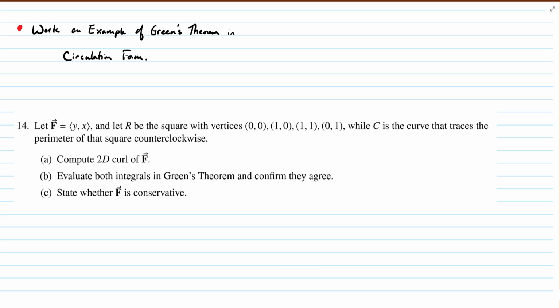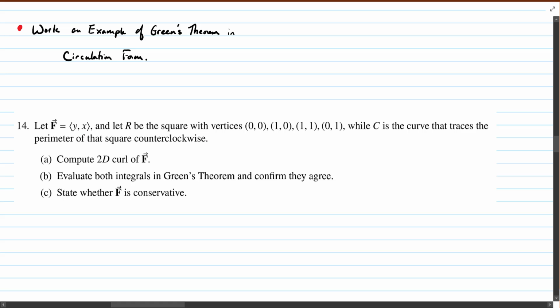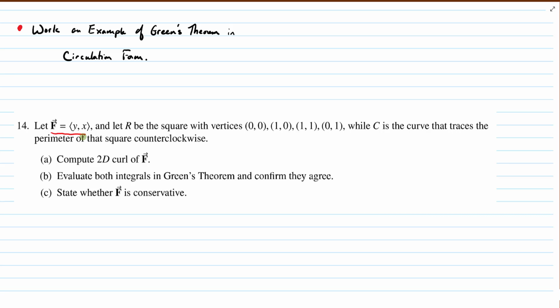So now we've developed an intuition for curl, and we've given the explicit statement for Green's theorem. Let's apply Green's theorem to an example. So here I've got an example where we're going to take a vector field f, which has component functions y and x, not very complicated, and then we're going to define R to be the region inside a square with the following vertices, and C to be a curve that traces the perimeter of that square counterclockwise. We'll go ahead and answer some questions about this.